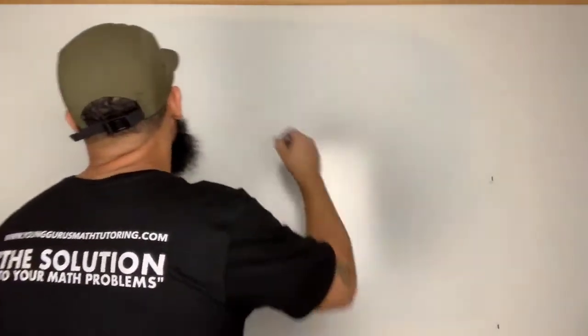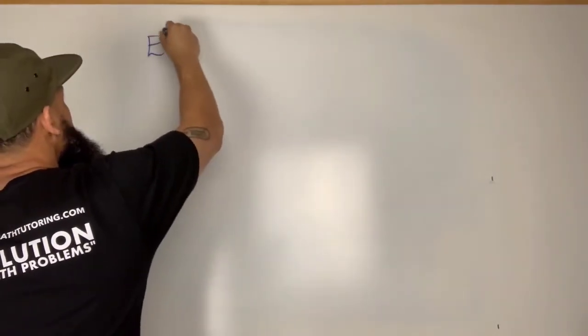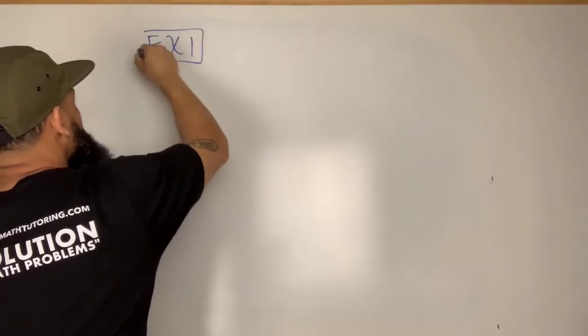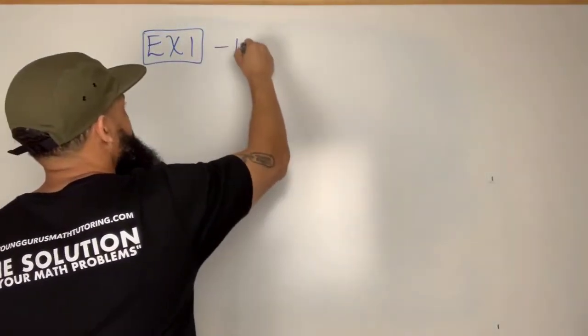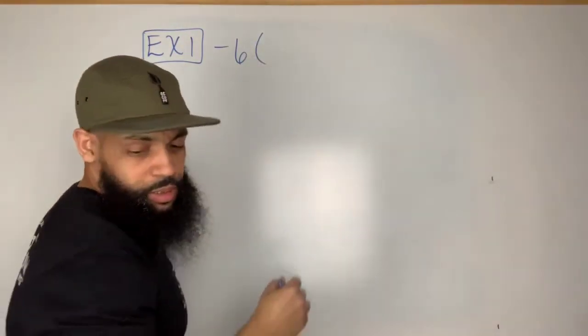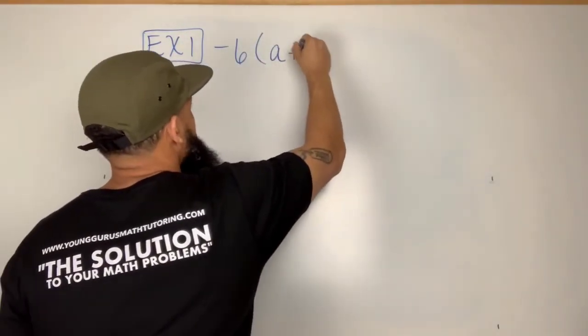Now, I have several examples for this one that I want to go over, so let's get right into it. Example 1. We have -6 times the quantity A plus 8.